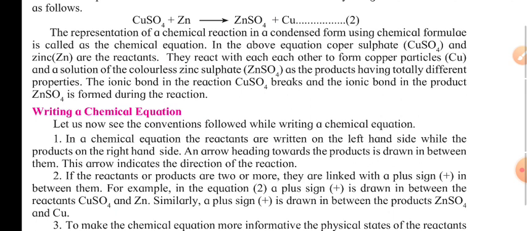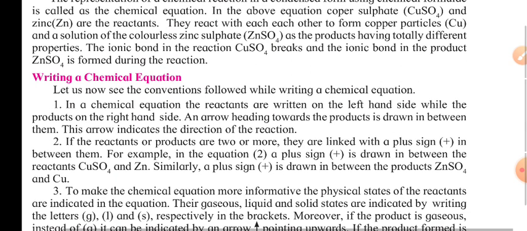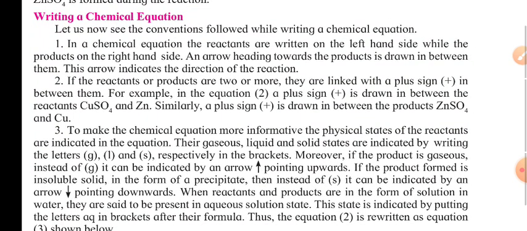Further is writing a chemical equation. How to write the chemical equation? Learning a chemical equation is a simple thing, but how to write it is also important. It should be uniform for everyone. So first, the first statement: in a chemical equation, the reactants are written on the left hand side while the products are on the right hand side. An arrow heading towards the products is drawn in between them. This arrow indicates the direction of the reaction.